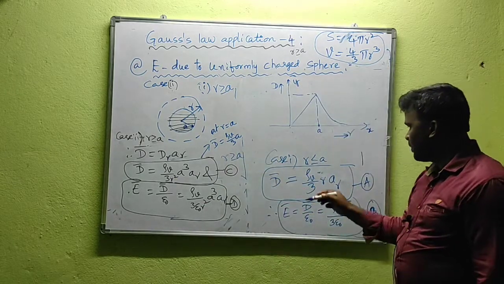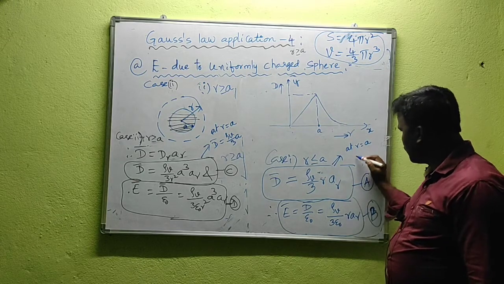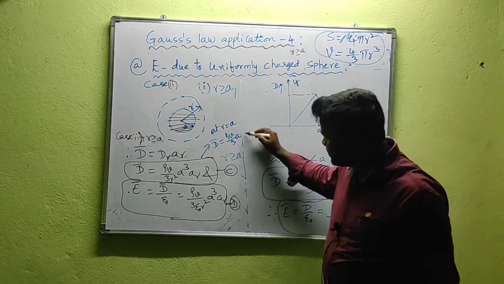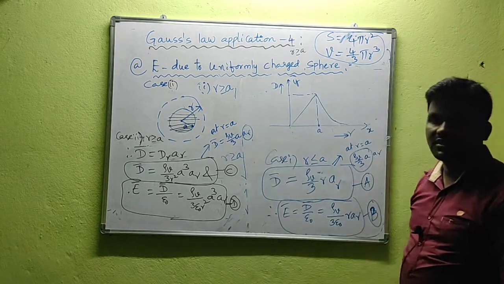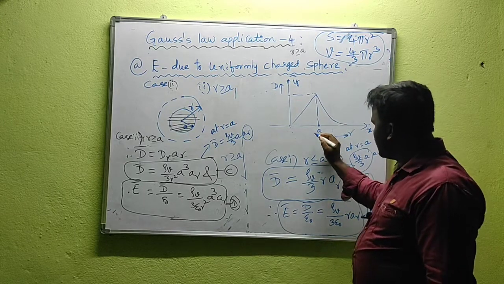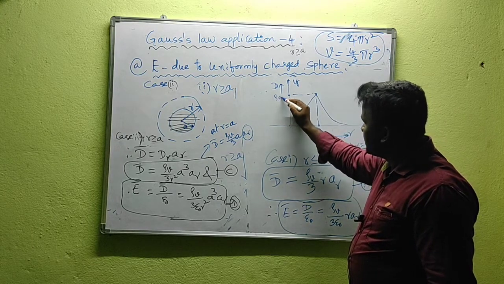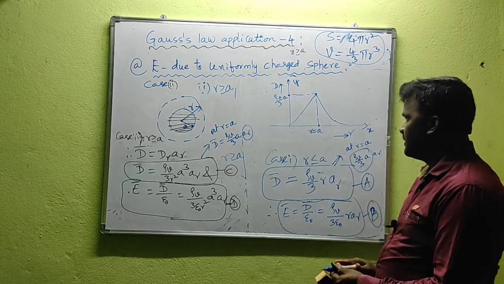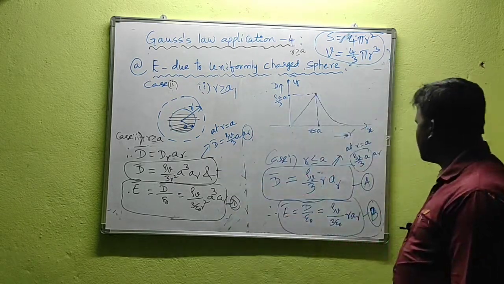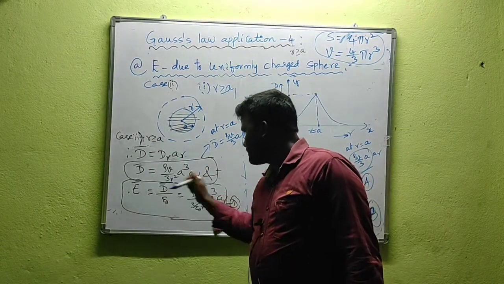And what about this case? If I put R equal to A, the magnitude is rho v by 3 into A, along the unit vector in the R direction. Here also it is rho v by 3 into A a_R. That means the magnitudes are equal. At R equal to A, the magnitude of D equals rho v by 3 into A. If R is less than or equal to A, this expression is valid. If R is greater than or equal to A, the other expression is valid for D.